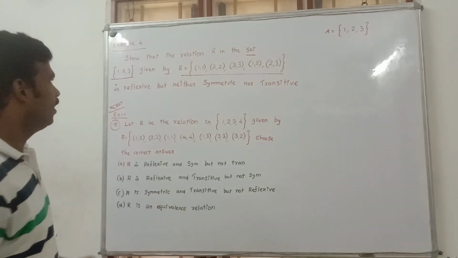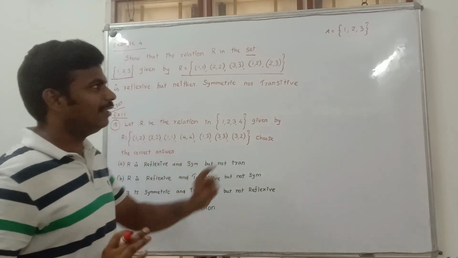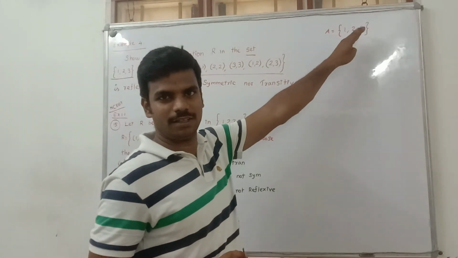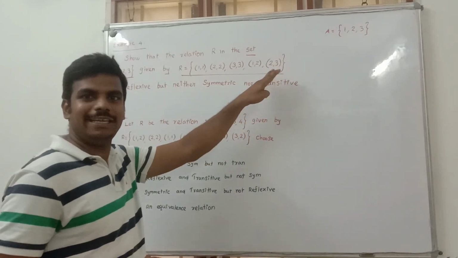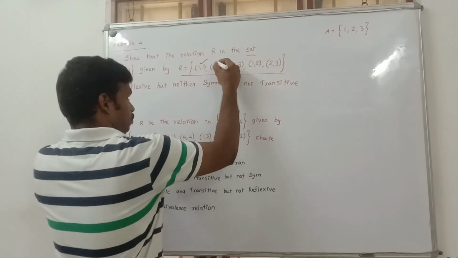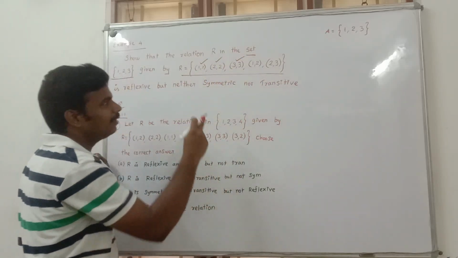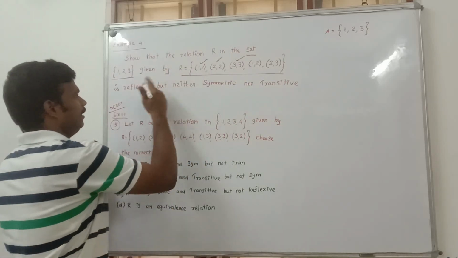Here, first we have to discuss the concept of reflexive. Reflexive means, since 1, 2 and 3 are given, we must have (1, 1), (2, 2) and (3, 3). In this relation, (1, 1) is given, (2, 2), (3, 3), and all three elements are in the relation. So surely the relation is reflexive.